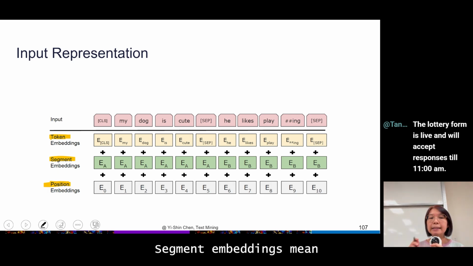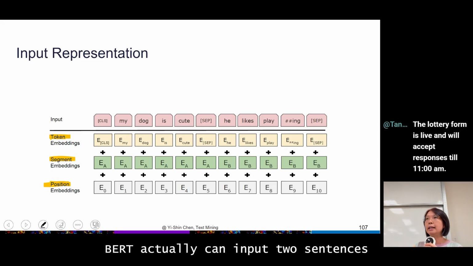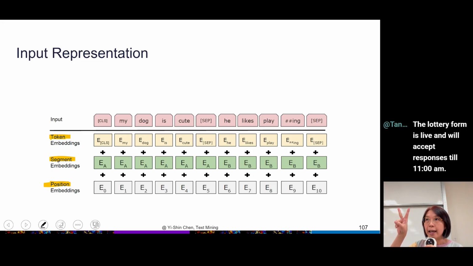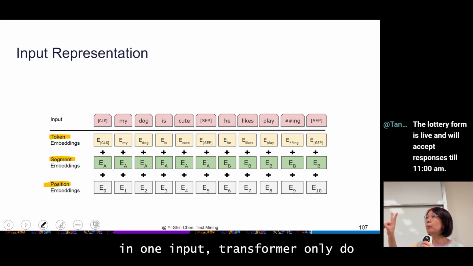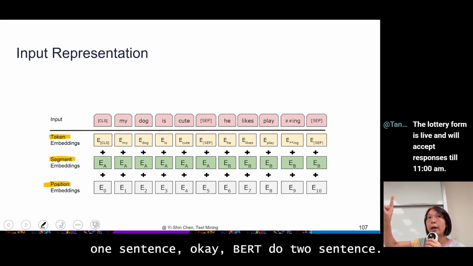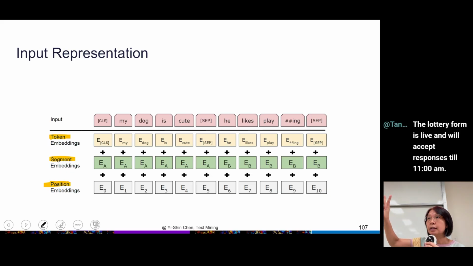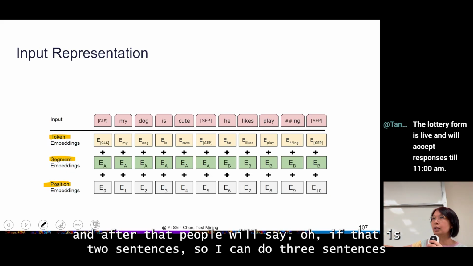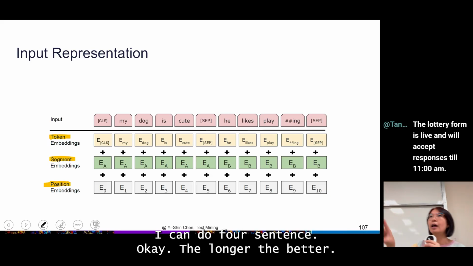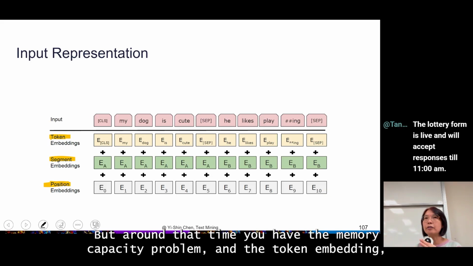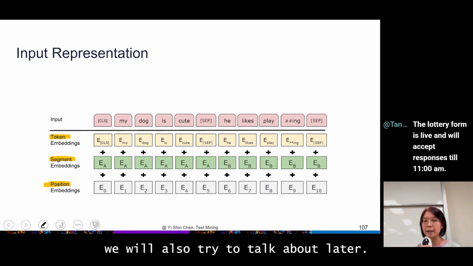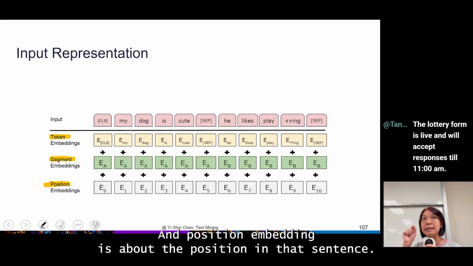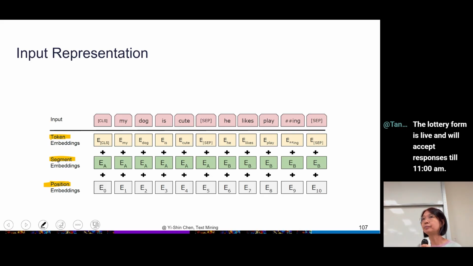What does that mean? Segment embedding means BERT can input 2 sentences in 1 input. Transformer only does 1 sentence. BERT does 2 sentences. They will try to tell you why they do 2 sentences. And after that, people will say, oh, if it's 2 sentences, I can do 3 sentences, I can do 4 sentences. The longer, the better. But around that time, you had the memory capacity problem. And the token embedding, we will also talk about later. And position embedding is about the position in that sentence.